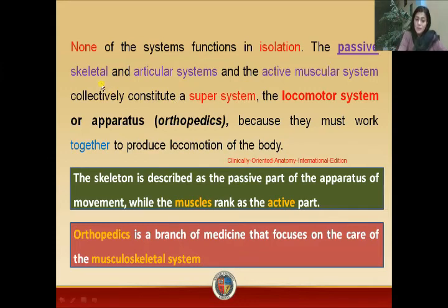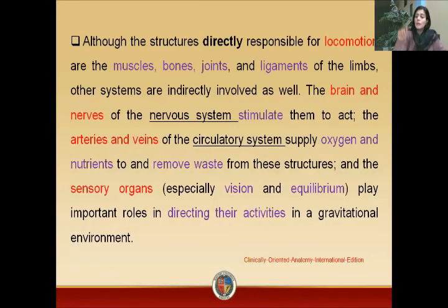So the passive skeletal and articular systems and the active muscular system work together in order to create locomotion. Your muscles contract, getting signals from the brain. They produce their effect on the joints, and your joints help your bones to move. Your brain and nerves provide the signals that it must function. Your heart has to pump the blood towards the organs or muscles to give nutrition to the muscles. So all these systems are working together. None of the systems can work individually. All the approaches of anatomy are interconnected to one another.